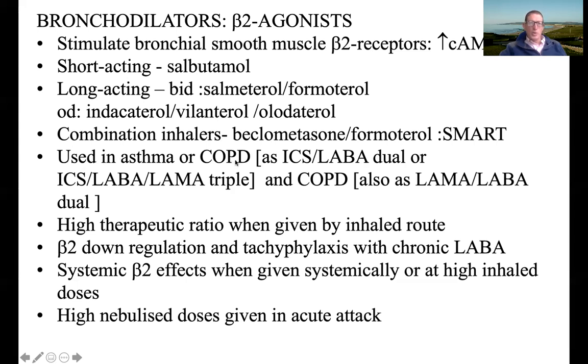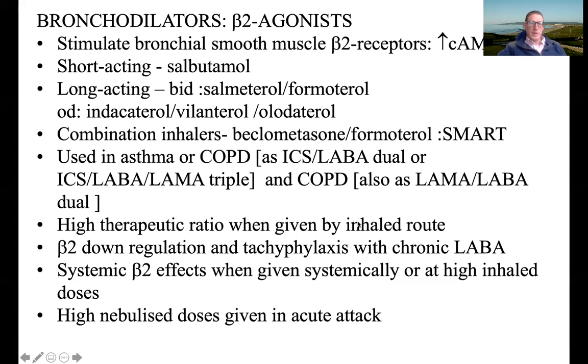Inhaled steroids are used in asthma or COPD. They're used in combination with LABA as dual therapy or triple therapy. So they're used as both of these modalities, dual or triple, in COPD. But in COPD, bronchodilators are used without inhaled steroid. And that's a really important learning point here. We would never use a long-acting bronchodilator like LAMA or LABA on its own or in combination without an inhaled steroid in asthma. So if you're giving a LABA or a LAMA in asthma, it has to be with an inhaled steroid. Whereas in COPD, it can either be with or without.